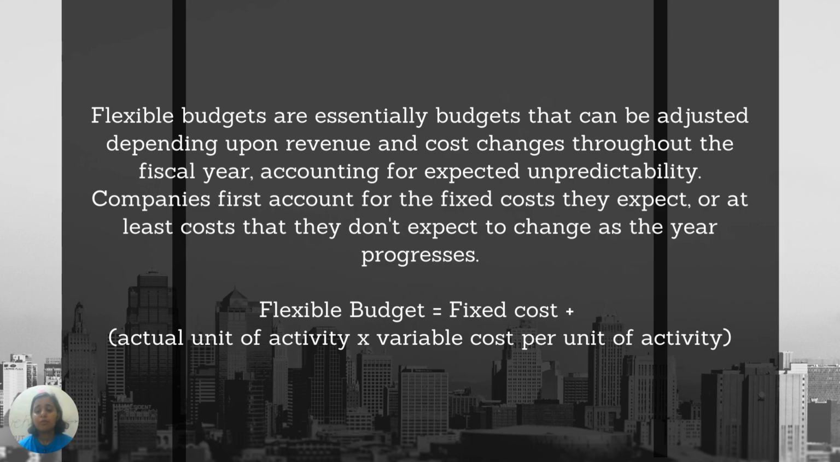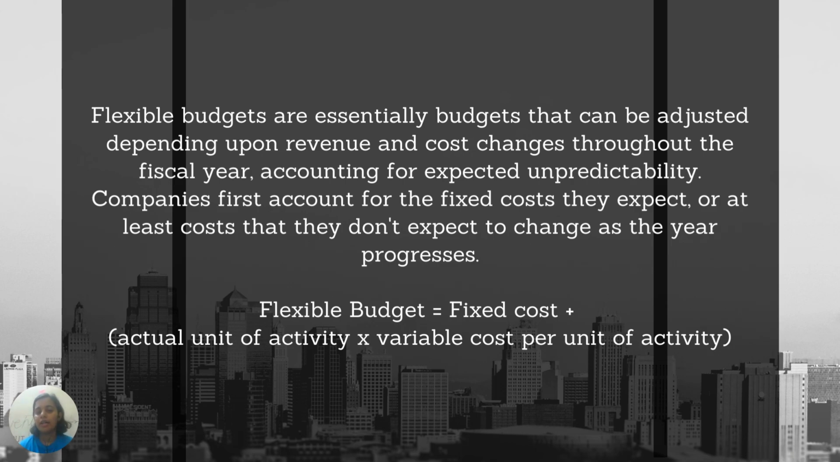So, basically, flexible budgets are the budgets that can be adjusted depending upon revenue and cost changes throughout the fiscal year. The formula for flexible budget is fixed cost plus the actual unit of activity into the variable cost per unit of activity.